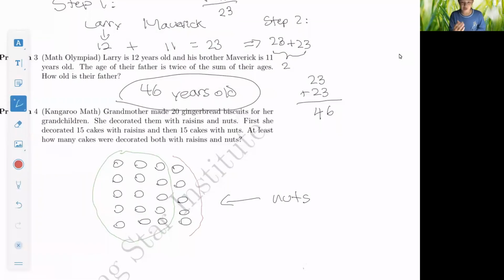Next, we need 10 more. So they must be sharing with the green circle. In the middle, we have 10. So 10 is the least number of biscuits that are decorated with both raisins and nuts.